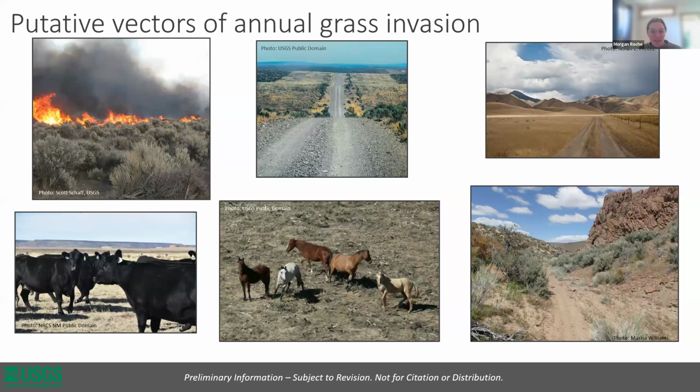There are a lot of disturbance features that affect sagebrush landscapes that are suspected of contributing to invasive annual grass spread in certain conditions. I've just shown a handful of examples that we're considering here, but it's currently unclear which disturbances actually act as vectors of invasive annual grasses, in contrast to disturbance features that don't really affect invasion risk, and those that have a high risk of invasion in some locations.